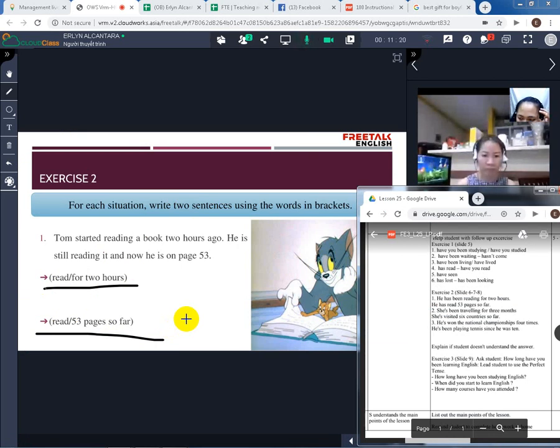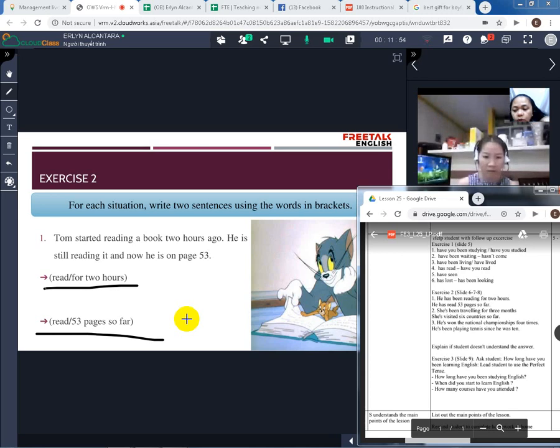Tom started reading a book 2 hours ago. He is still reading it, and now he is on page 53. Tom has read a book for 2 hours.